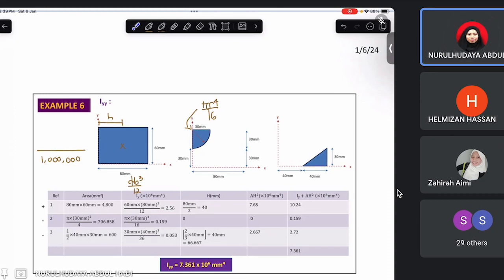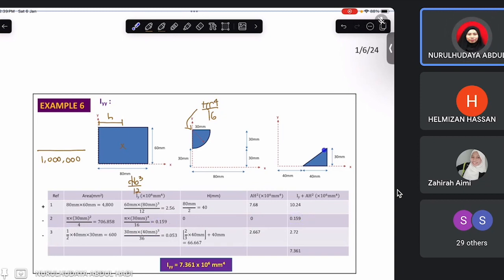Okay. Tadi masa you kira untuk x, dia dekat sini lah. Tapi untuk you kira IY, dekat sini lah. Takkan you nak duduk dekat sini pula? Macam mana nak kira distance pun kan? So, kalau memang dekat garisan yang straight tu, tak adalah, H dia kosong. Okay, so bila H kosong, AH kosong. So, the value untuk IY plus AH square, just take the 0.159 as this one lah.